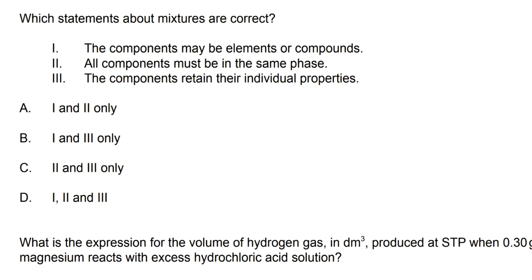Which statements about mixtures are correct? The components may be elements or compounds. That's correct. All components must be in the same phase. That's not true because you can have homogeneous or heterogeneous mixtures. The components retain their individual properties. That is indeed correct. So B is our correct answer.